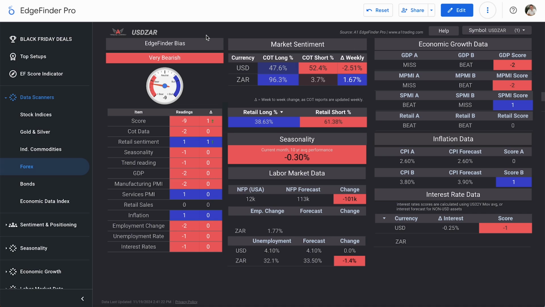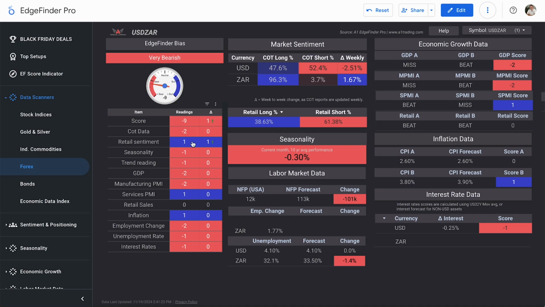So in terms of whether or not we are buying or selling the US dollar against the South African rand right now, COT traders are leaning towards selling the US dollar, and they are really leaning towards buying the South African rand at the moment. So that is giving us our -2 COT data score.